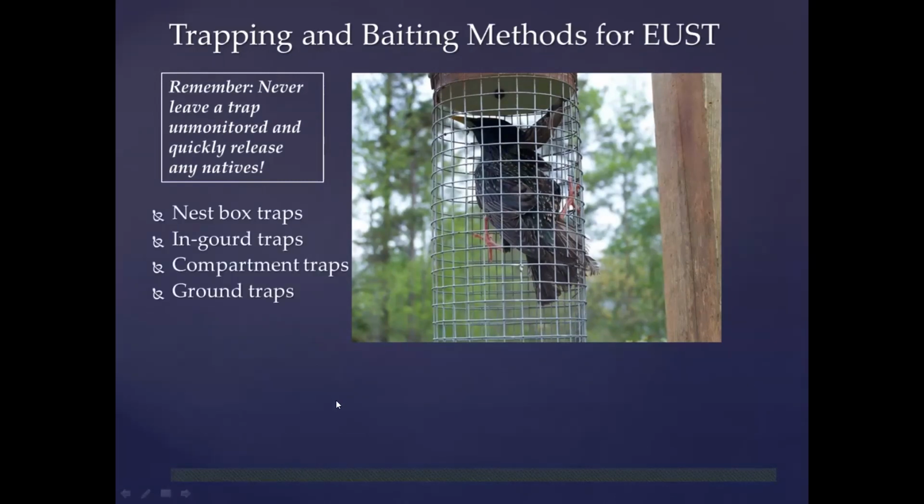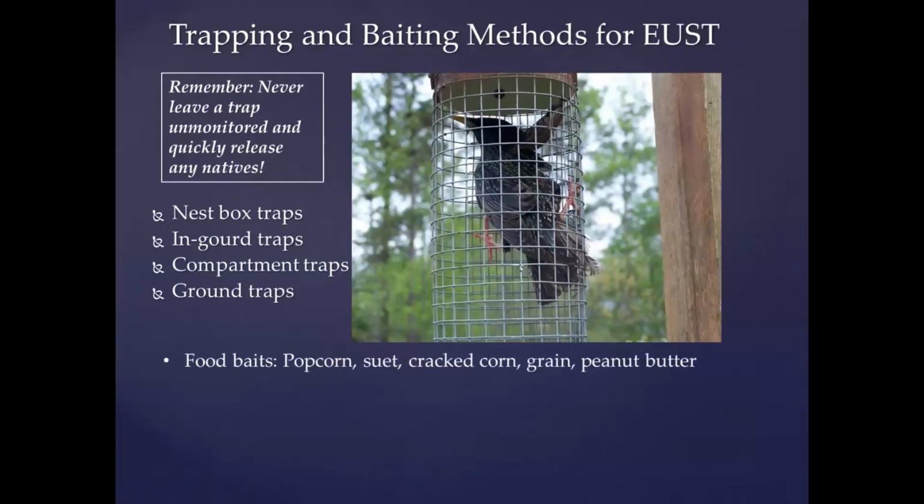So there's different types of traps, and we're going to go over a few of those. So there's nest box traps. There's traps that will fit inside gourds. There's compartment traps for houses, and there's different styles of those, and ground traps. So some things that you can bait traps with for ground traps specifically include things like popcorn and suet, cracked corn, grain, and even peanut butter. Doesn't everything like peanut butter? Sure seems to.